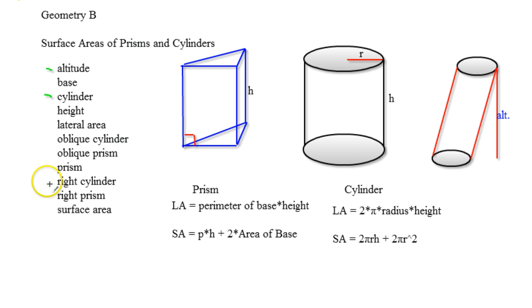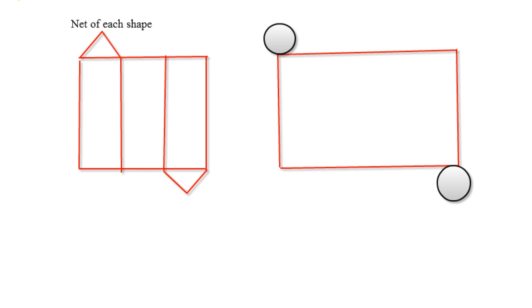Now, these two right here, this top and bottom of each one of these shapes, are called the bases. So when you see perimeter of base in the actual formula, you're literally going to look for the perimeter of that shape. Now, here's some unique stuff that we're going to be taking a look at. We're going to take a look at the nets of each shape.